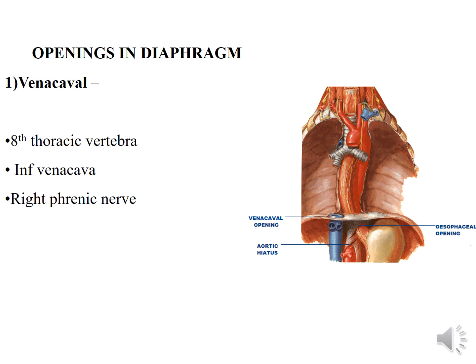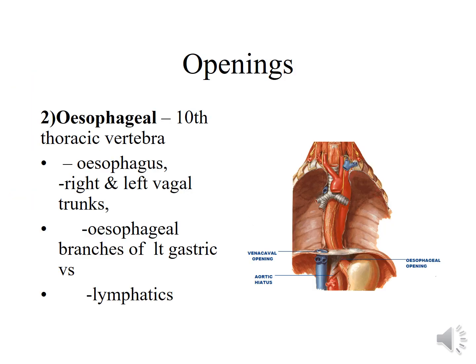Along with IVC, there is passage of the right phrenic nerve also through the same opening, the vena cava opening. Next is the esophageal opening. It lies two vertebrae below, at the level of T10 vertebra, and it provides passage to the esophagus. Along with the esophagus, the right and left vagal trunks pass, right? So these are the nerves, the right and left branches, and then the esophageal branches of left gastric vessels, which will supply the esophagus, and certain lymphatics.